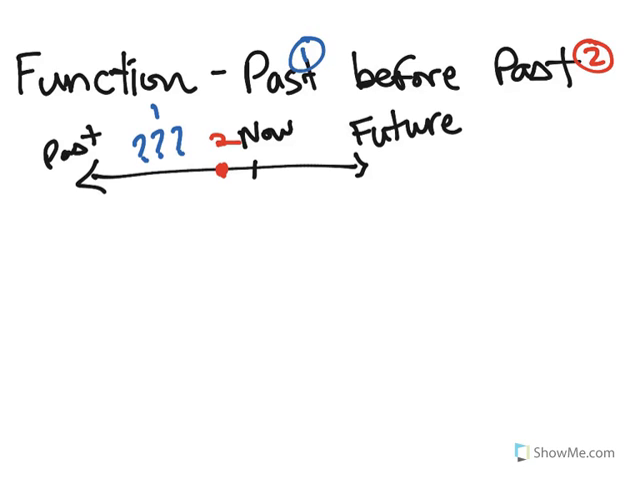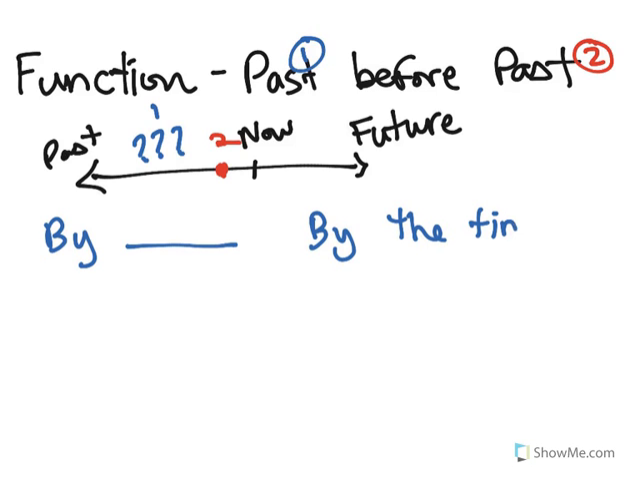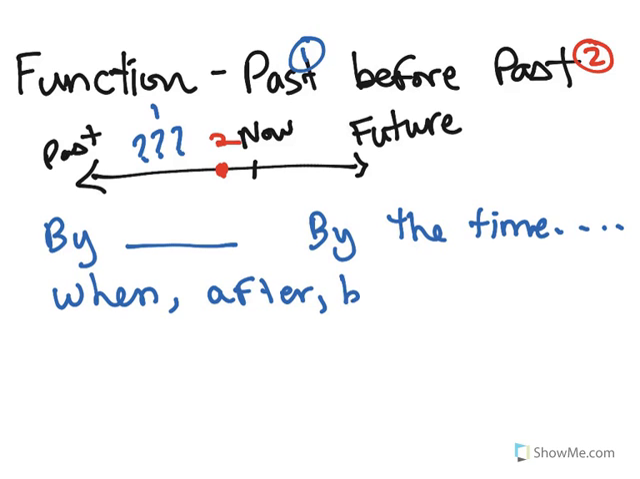The first action is a completed action at some indefinite time, some point in the past, we don't know exactly when, we just know that it was before the second action. So we've got action 1 and action 2. To show this, generally I use a phrase like by plus a time, by 2017, or I might say something like by the time, and then talk about an action. By the time I graduated. I also sometimes will use words like when, after, before, and already to express past perfect tense.